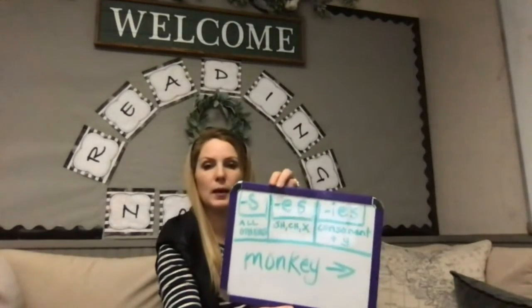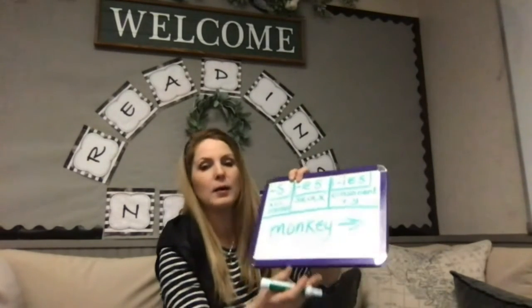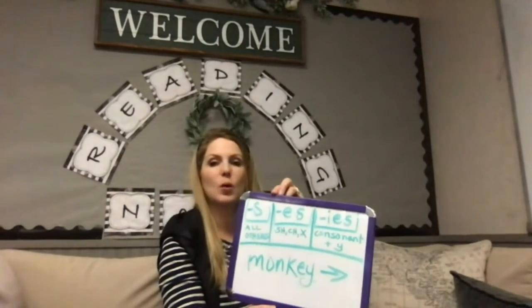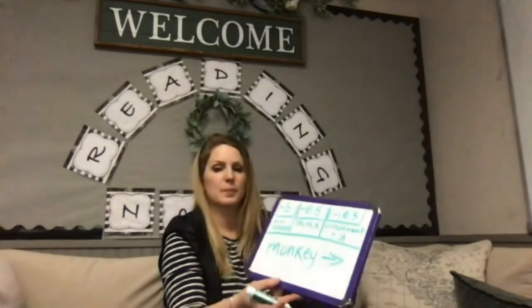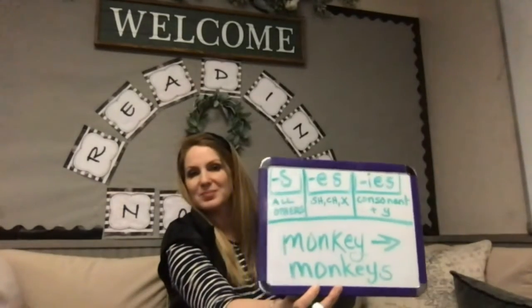So monkey ends in a vowel and Y. See, we have monkey here, M-O-N-K-E-Y, the vowel being E and Y. And in this case, we are simply going to add an S. So monkey becomes monkeys. You can see that, right?